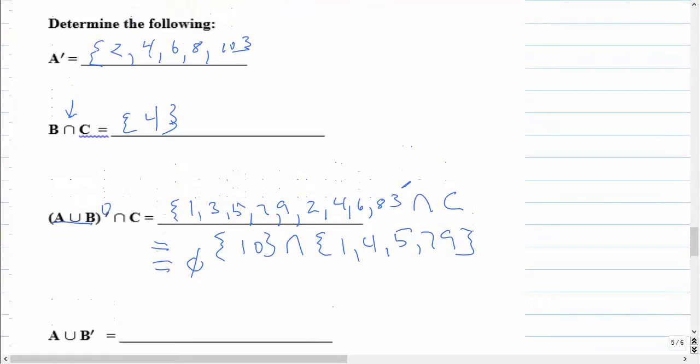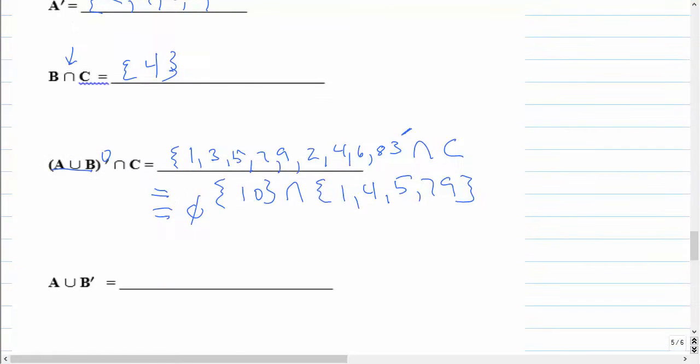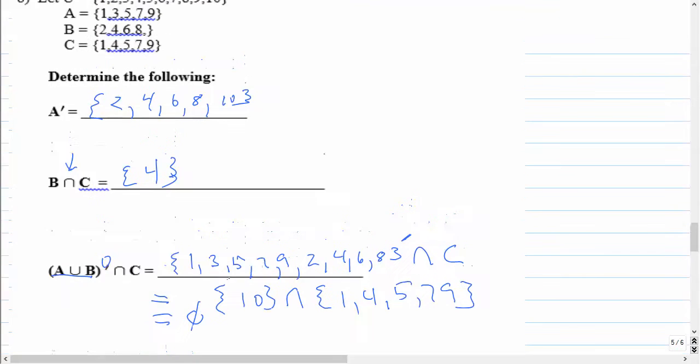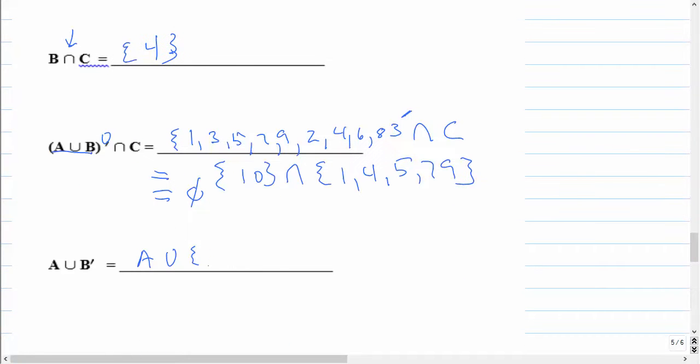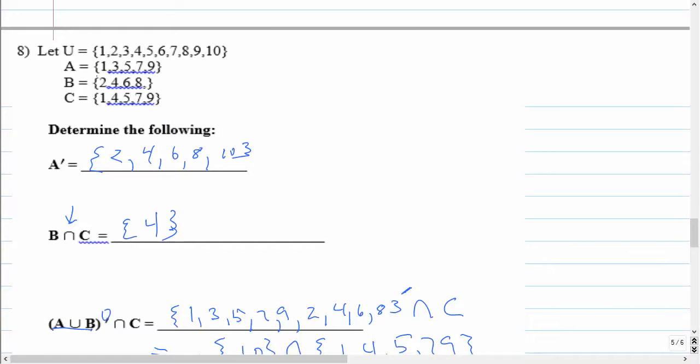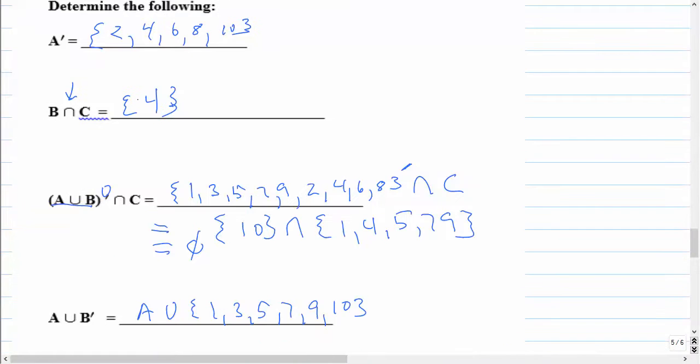Now what's going to be hard here is for me to go back up here and find A union not in B. So I need A and what's not in B. So what's not in B? Alright, well, 1, 3, 5, 7, 9, and 10. That's what is not in B, right? Sure. 1, 3, 5, 7, 9, and 10. Got it. I'll make sure here.